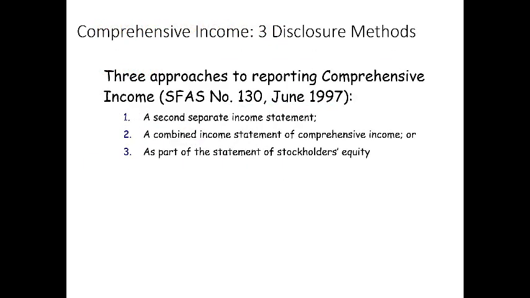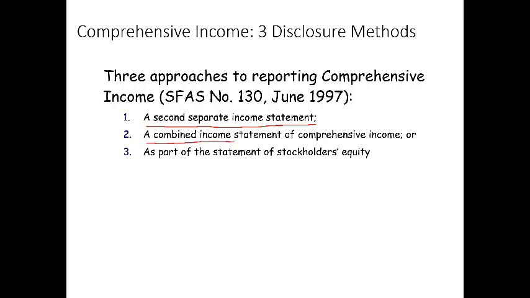So how do we report comprehensive income? There are 3 disclosure methods that are allowed. This is from FAS 130 in 1987. You can report it as a second separate income statement. So you might have an income statement that goes to net income, and then another statement that starts at net income and goes to comprehensive income by adding other comprehensive income.